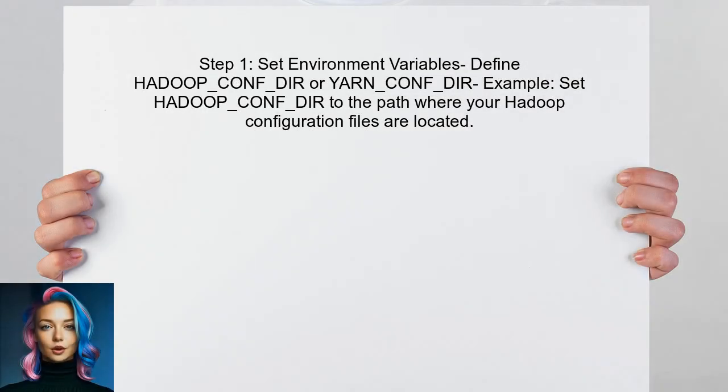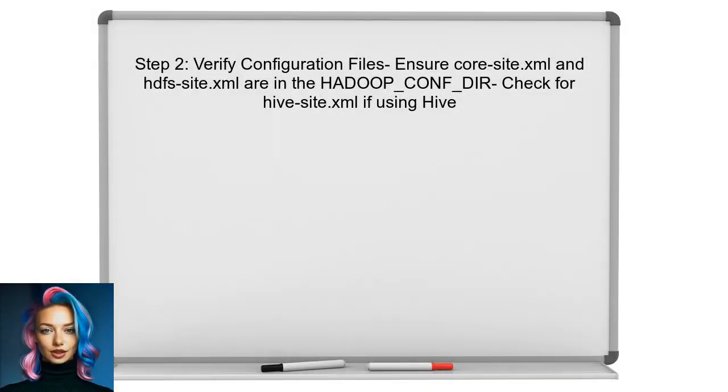To begin resolving the user's issue, the first step is to ensure that the Hadoop and YARN environment variables are correctly set. The user needs to define either Hadoop conf dir or YARN conf dir in their system environment variables. Next, the user should verify that the configuration files, such as core-site.xml and hdfs-site.xml, are present in the specified directory. These files are essential for YARN to function properly.